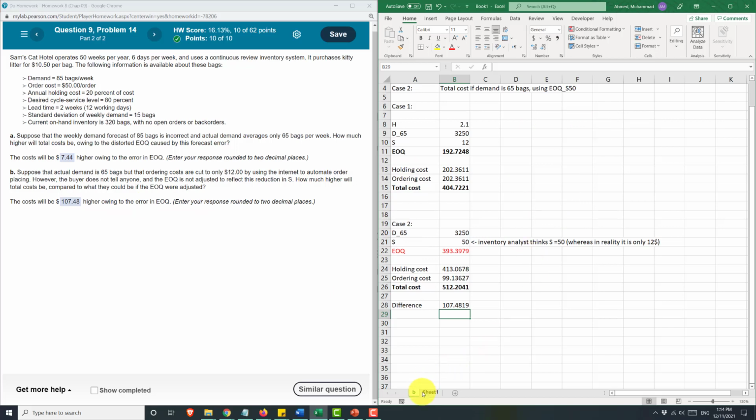So that is it for this problem, and the goal of the problem is to show you how EOQ is very robust to errors in the input. Even if you don't know demand exactly, or the ordering cost exactly, having some estimate of those values to calculate EOQ is still better than not using EOQ, because once you calculate EOQ and you're in the ballpark, you're not going to be too far off in terms of total cost.